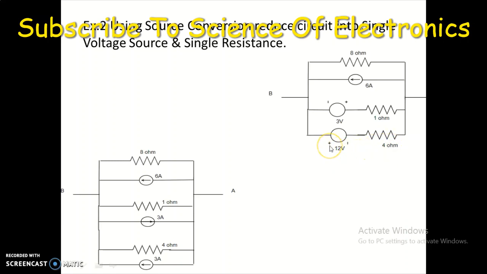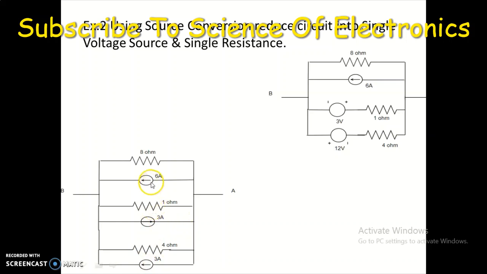Again, the positive terminal of the voltage source indicates the direction of your current source, which is towards the left-hand side. This 4 ohm resistor goes in parallel with the 3 ampere current source. Now we can see the 6 ampere current is traveling to the left-hand side, 3 ampere current traveling to the left-hand side and 3 ampere current traveling to the right-hand side.